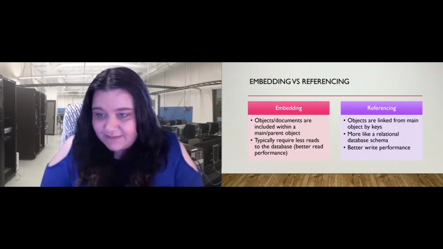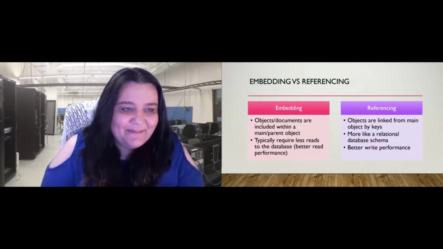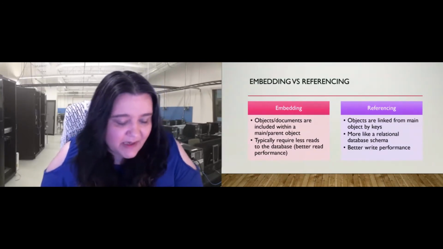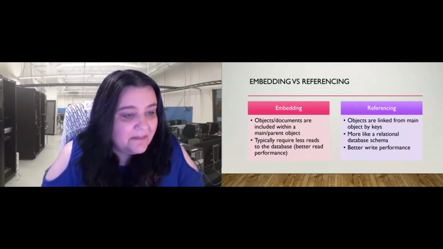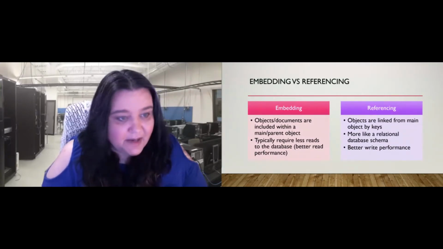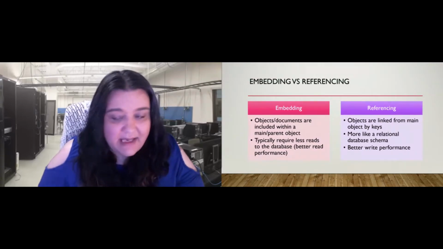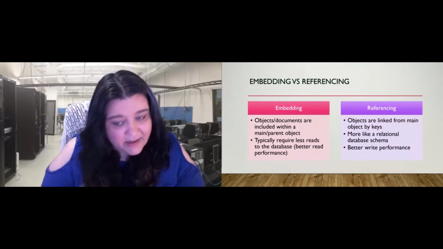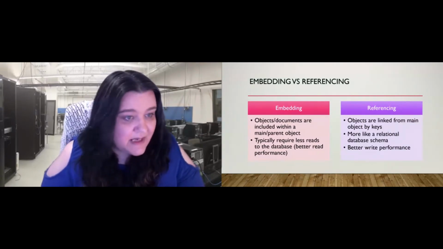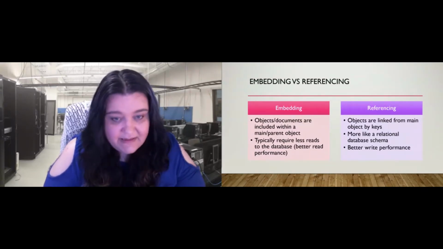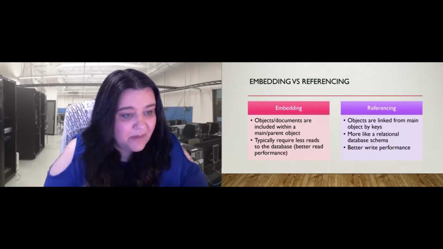Embedding versus referencing. I have examples that explain this a lot better on the next slides, but embedding is basically the objects or documents are included within the main parent object. So if you have a student document, you're embedding all of their class information within that document. And we'll see an example of that. They typically require less reads to the database. So we have a better read performance.